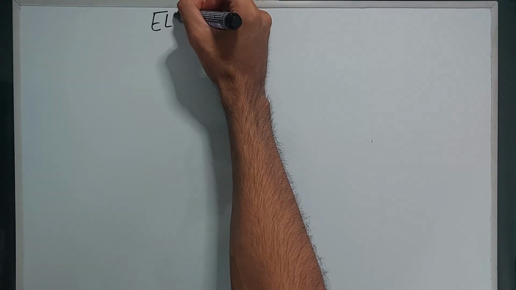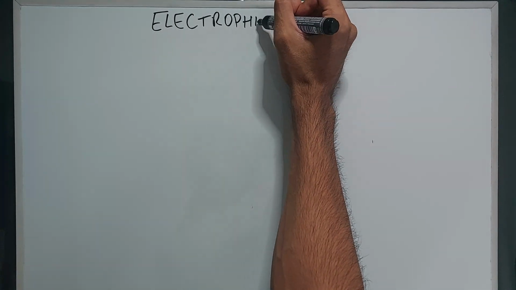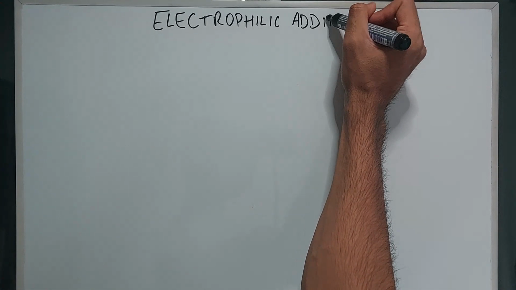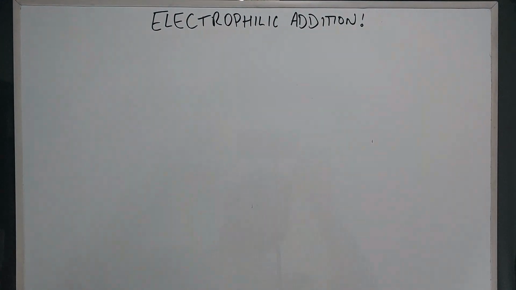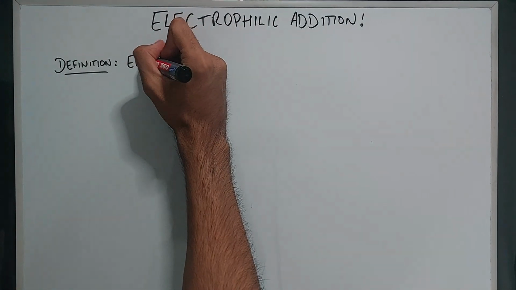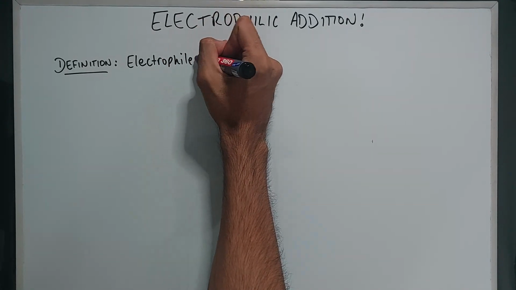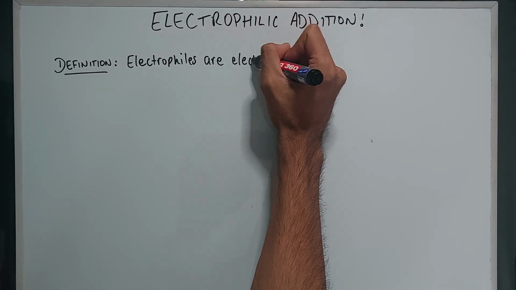This video will be a quick overview of electrophilic addition. This topic is a goldmine for banking marks in the exam. Okay, let's dive into the topic. Electrophilic addition happens when electrophiles react with the alkene groups of a molecule.